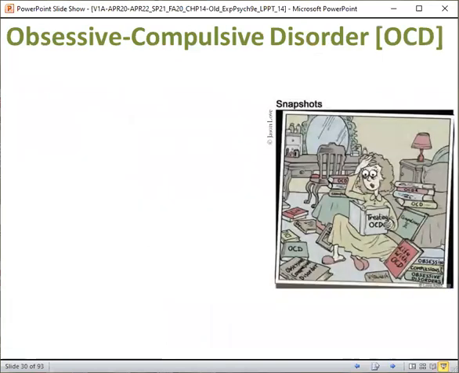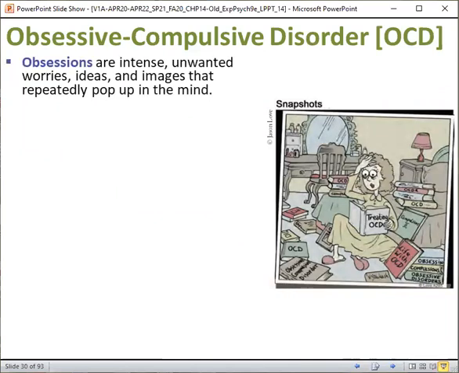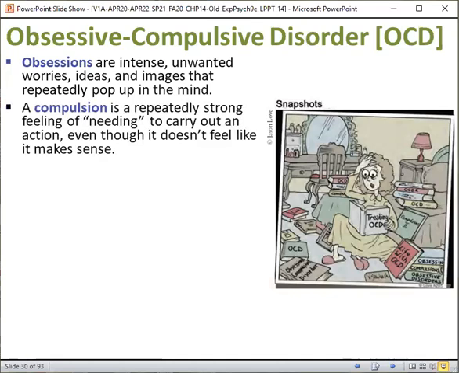Now, another anxiety disorder is obsessive compulsive disorder, often referred to as OCD. I'm sure you've heard of this one before. It's one that was often on talk shows. I don't know if talk shows are still a thing in the afternoon anymore, but a few decades ago they were, and often one of the topics would be OCD, with people there with their various symptoms, their obsessions and compulsions. Obsessions are intense, unwanted worries, ideas, and images that repeatedly pop up in the mind. A compulsion is a repeated strong feeling of needing to carry out an action, even though it doesn't feel like it makes any sense.